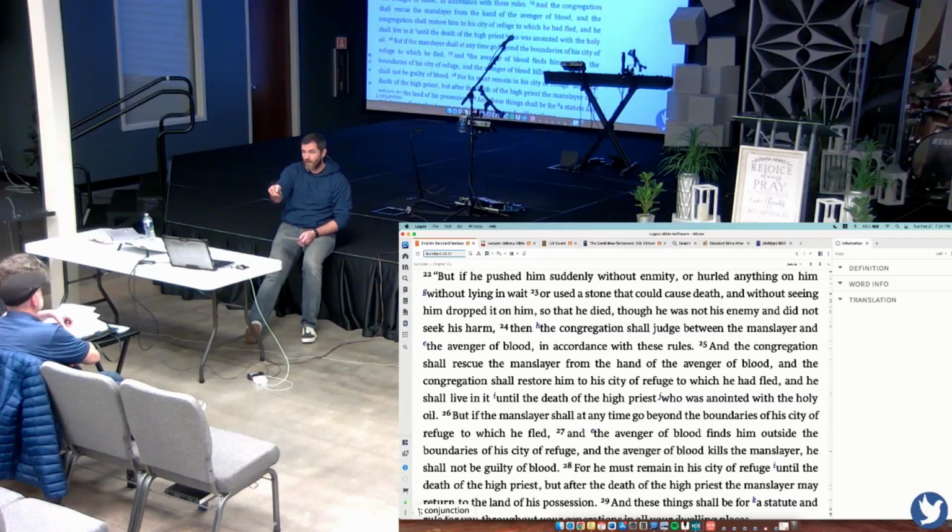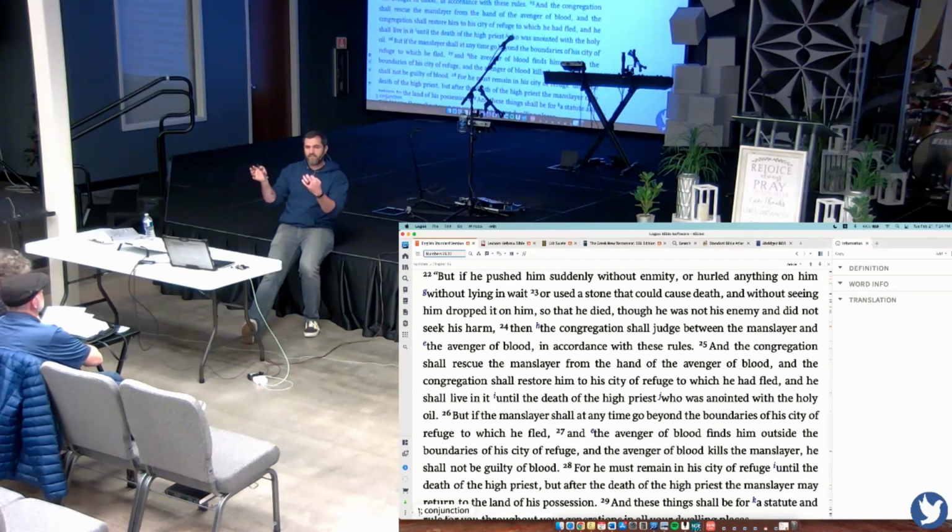He dies and he does not do harm. Okay, so the congregation, so you said tried. So here in verse 24, the congregation shall judge between the manslayer and the avenger of blood. In accordance with these rules, the congregation shall rescue the manslayer from the hand of the avenger of blood, and the congregation shall restore him to his city of refuge to which he had fled, and he shall live in it until the death of the high priest who was anointed with the holy oil.